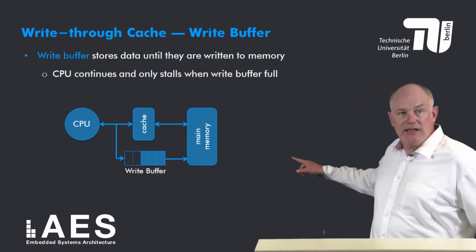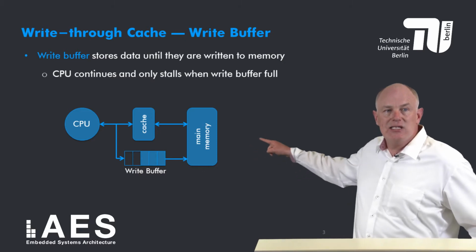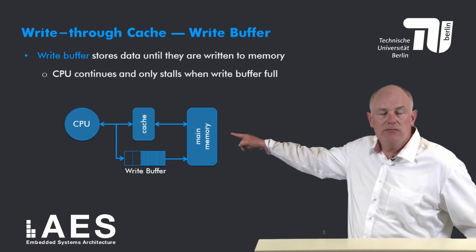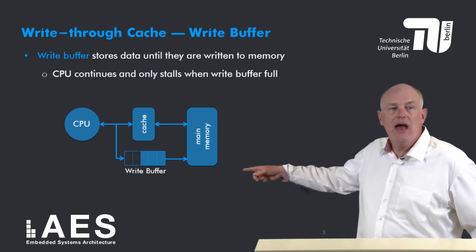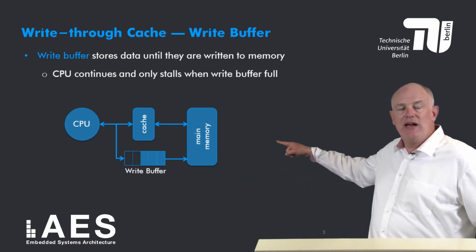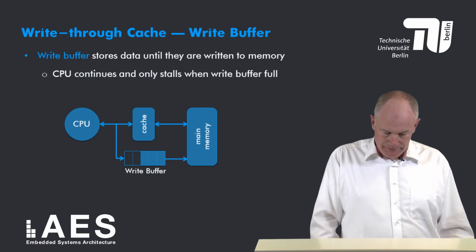This is illustrated here in this figure. When we write the cache as well as memory, we write the new data into the cache, if we had a write hit, and into the write buffer, and the write buffer in the background writes the new data back to main memory.